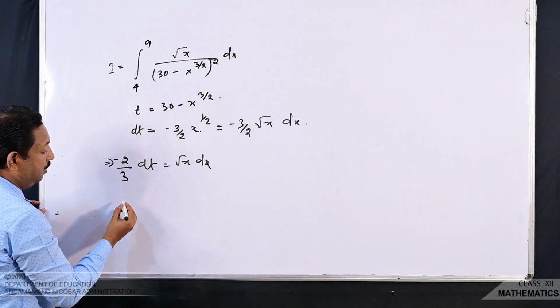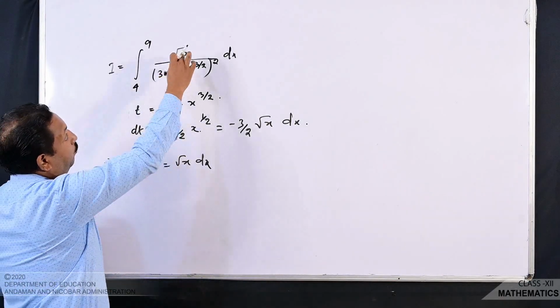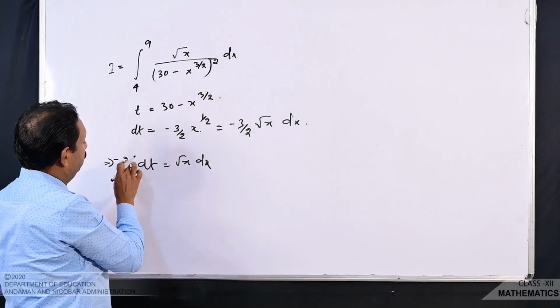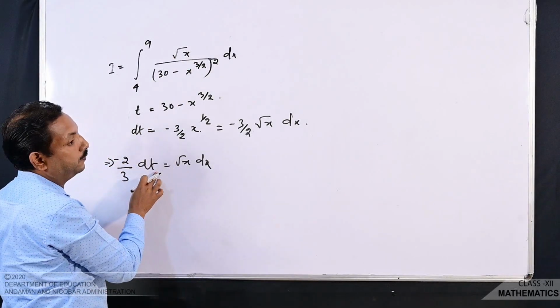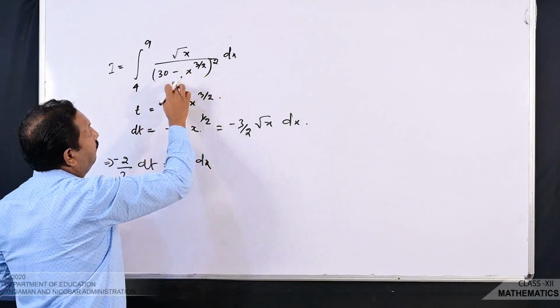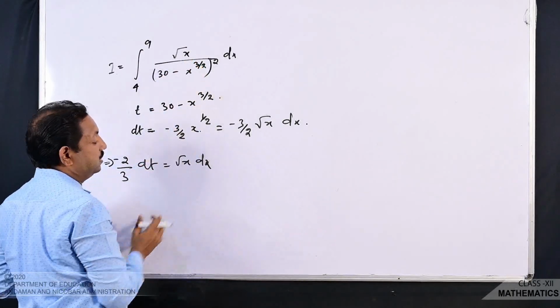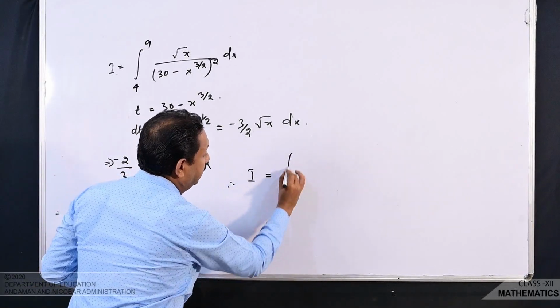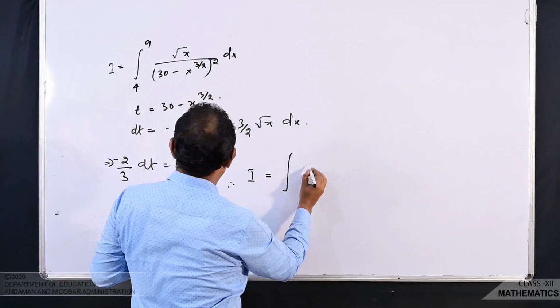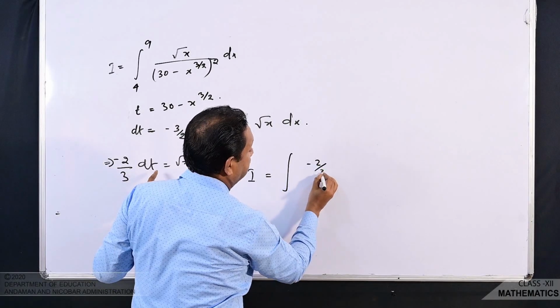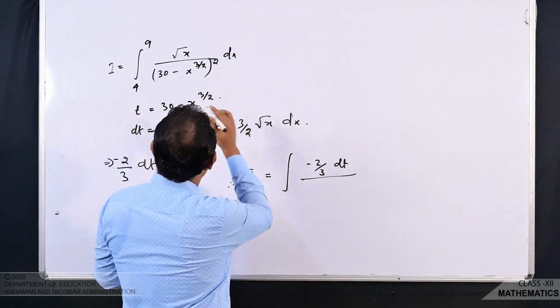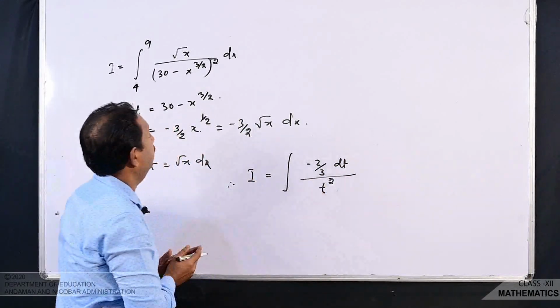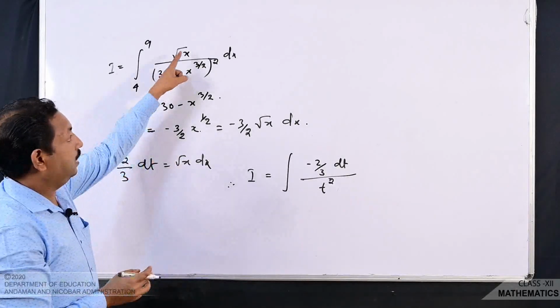That means root x dx can be replaced by this one. So, in the numerator we have root x dx replaced by 2 by 3 dt, and in the denominator you have this whole thing as t, that means t square. So, what you have, I equals integration of minus 2 by 3 dt by t square. This is over that this part.